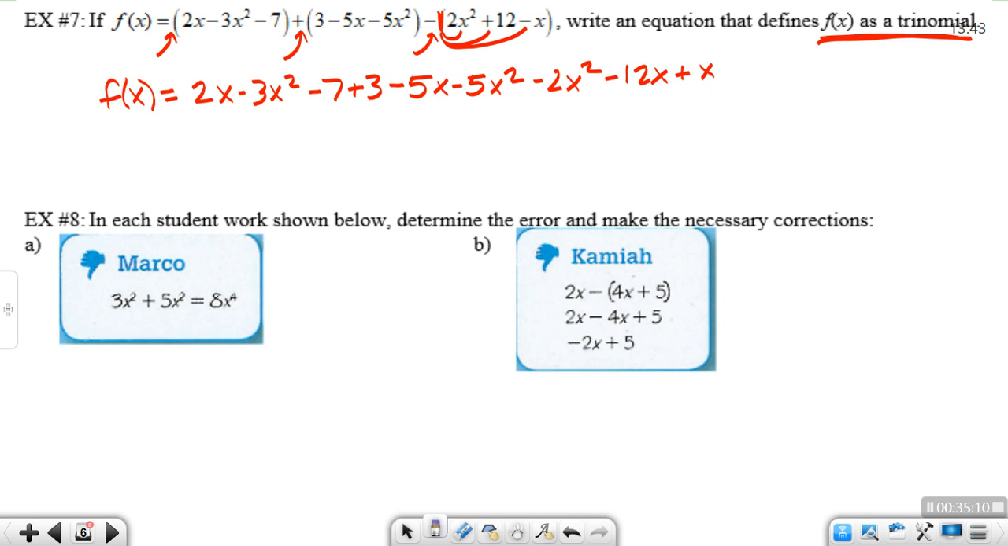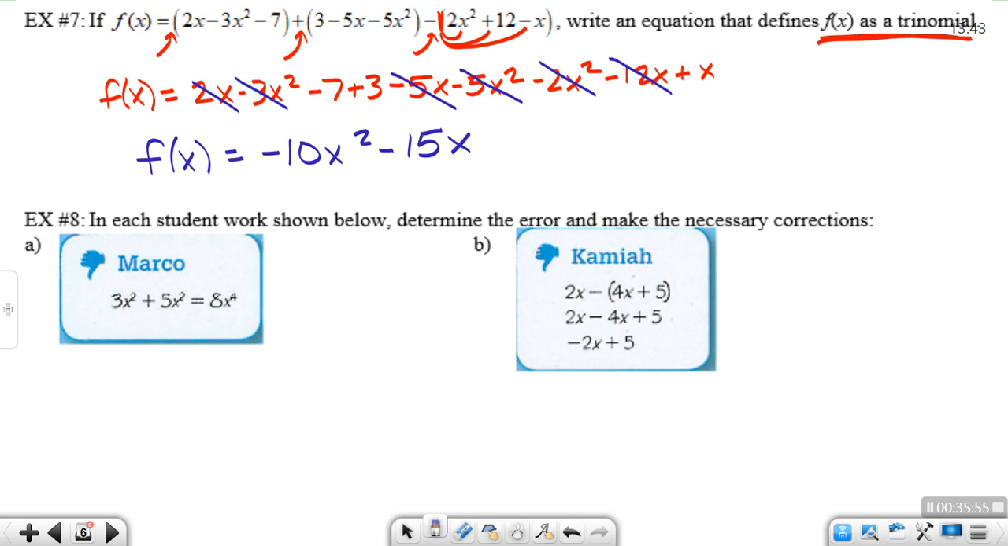So I'm going to start with my highest power, which is 2. And I actually have 3 terms that have a power of 2. Negative 3x squared, negative 5x squared, and negative 2x squared. If I add all those, I'm going to get negative 10x squared. Then I move to my next highest power, which is x to the first. So I've got a 2x, a negative 5x, and a negative 12x. So 2x minus 5x minus 12x is going to give me a negative 15x.